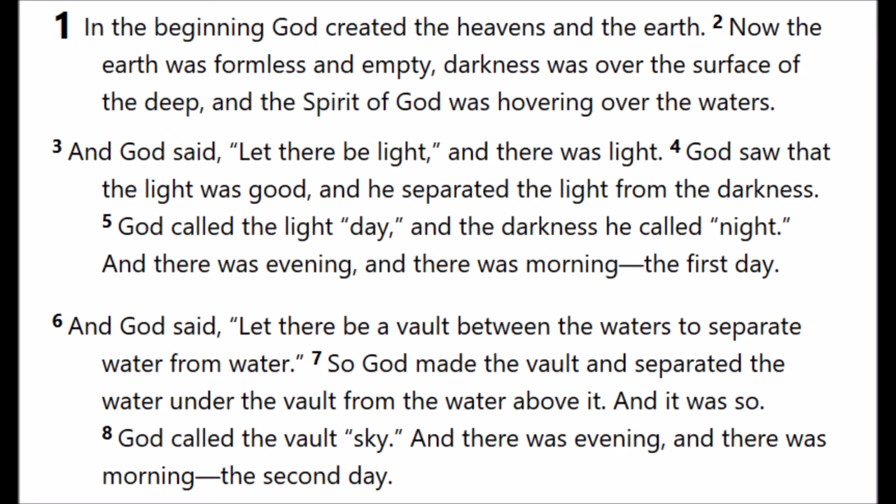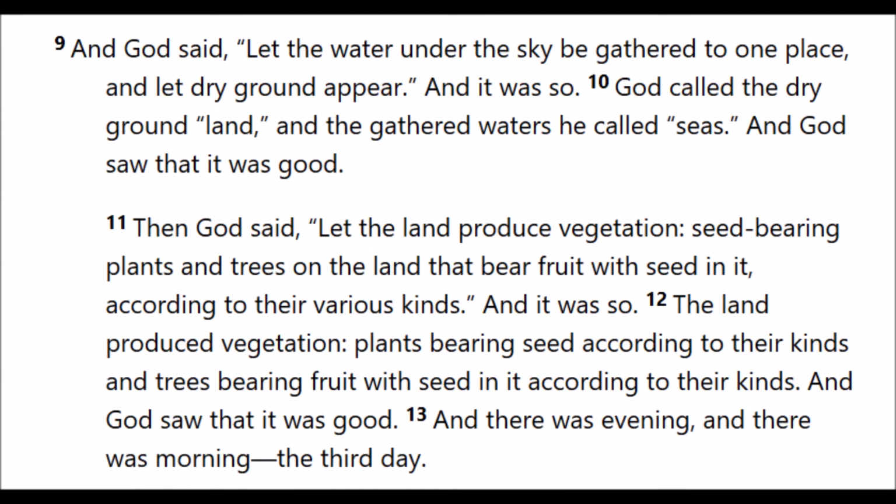And God said, "Let the water under the sky be gathered to one place, and let the dry ground appear," and it was so. God called the dry ground land, and gathered waters he called seas. And God saw that it was good. Then God said, "Let the land produce vegetation, seed-bearing plants, and trees on the land that bear fruit with seed in it, according to the various kind." And it was so. The land produced vegetation, plants bearing seed according to their kind, and trees bearing fruit and seed in it according to their kind. And God saw that it was good. And there was evening, and there was morning, the third day.